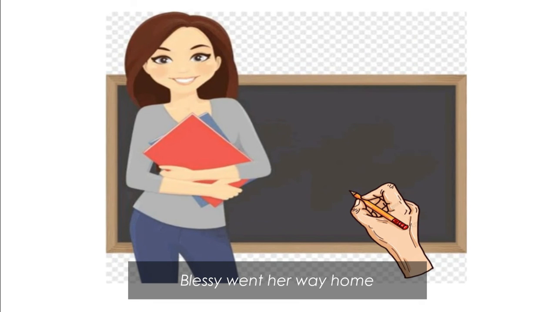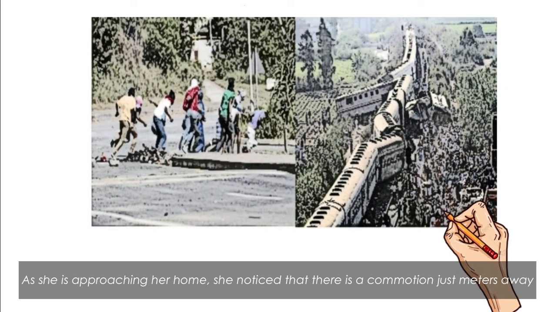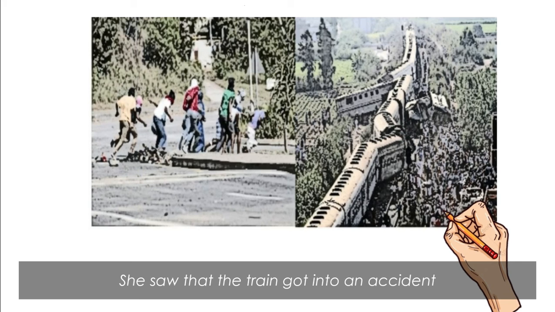Blessy went her way home. As she approached home, she noticed that there was a commotion just meters away. She then made her way to the commotion out of curiosity. She saw that the train got into an accident.